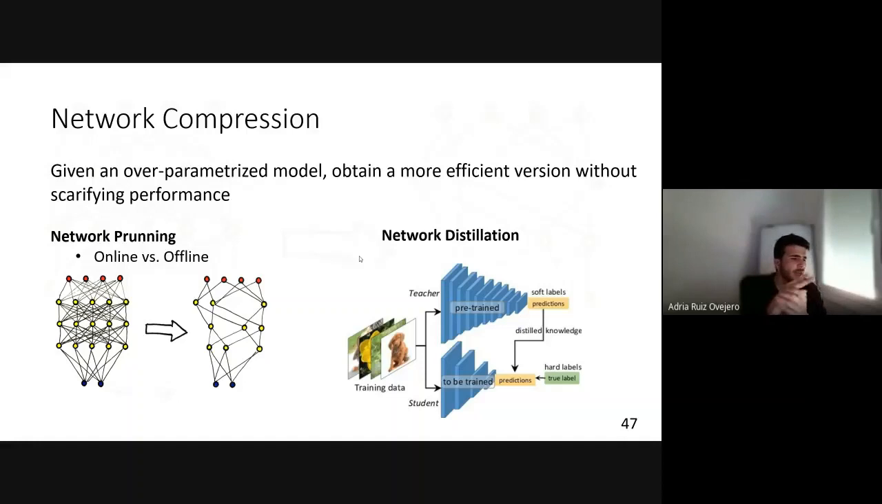And basically, there are many approaches to do this. Probably one of the most popular ones is network pruning, where we can differentiate between online and offline network pruning, and network distillation. Okay, so I'm going to explain what is the main idea behind this approach.